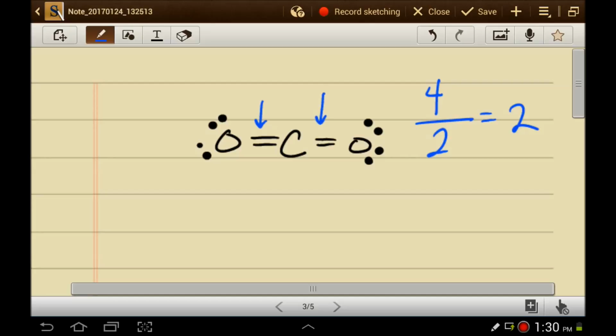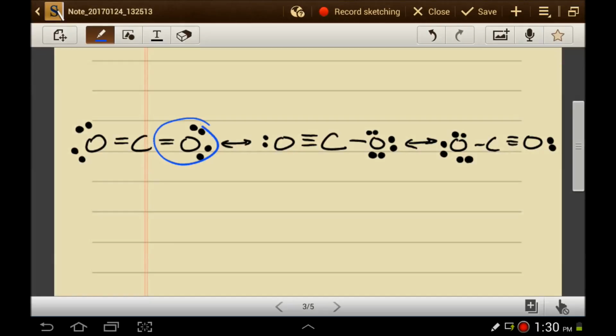You're forgetting that you can draw resonance structures for carbon dioxide, though. We can draw a double bond on both oxygens, or we can draw a triple bond on one oxygen and a single bond on the other, or we can draw the triple bond on the other oxygen and a single bond on the first.